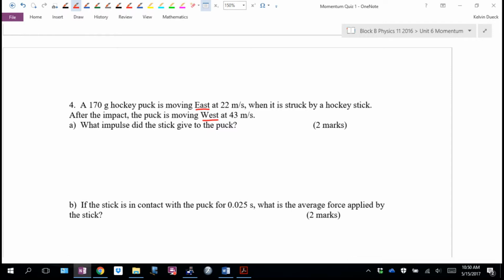How many of you love working with negative numbers more than positive numbers? How many of you would rather work with negative numbers? You? Okay. You can do it your way.